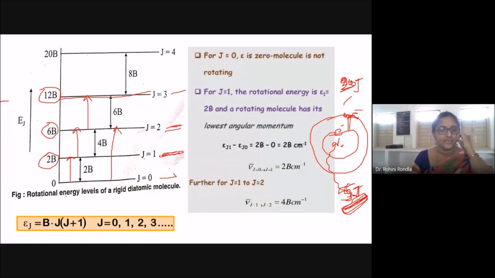See, these are the rotational energy levels of diatomic molecules, and we know the formula to calculate the energy of these levels, that is B into J into J plus 1. Here J is the rotational quantum number, and you can see that J equal to 0 means the molecule is not rotating. There is no energy, so rotational energy is 0. That means the molecule is not rotating. If J is equal to 1, the rotational energy is equal to 2b.